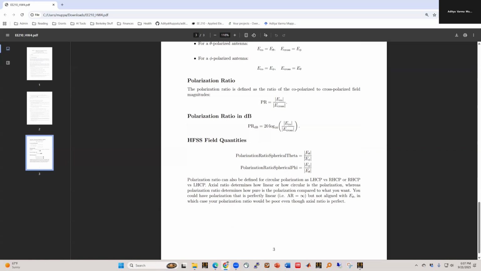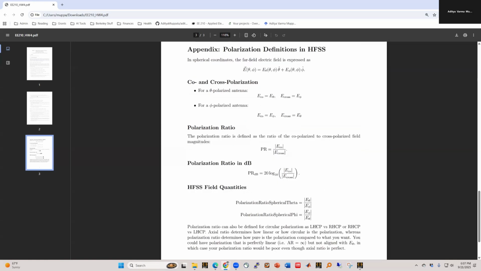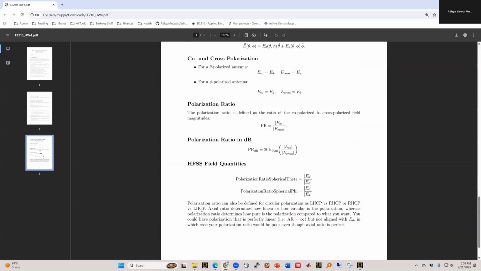Now you can also say co and cross in terms of LHCP and RHCP, which is the left-handed circularly polarized and right-handed circularly polarized waves. We haven't seen this yet. We'll see this later in the class. But I just want to mention that polarization ratio for circularly polarized antennas is also defined. It's not really defined for elliptically polarized antennas, but for linear and circularly polarized antennas, you can define it. Okay, because there's a desired polarization and an undesired polarization, right? So it's different than axial ratio because axial ratio is defined for any kind of polarization.